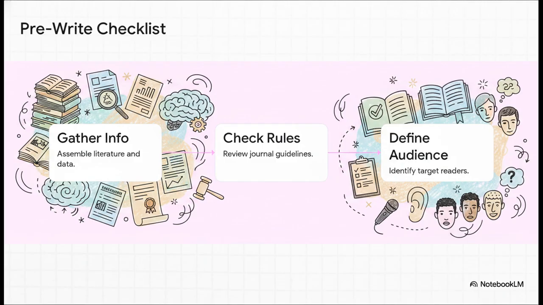Number 1, assemble your updated literature review and all your data in one spot. Number 2, go check the specific author guidelines for your target journal. And number 3, clearly pinpoint who is actually going to be reading this. Are you writing for hyper-specialists in your exact field or a broader healthcare audience? Answering that right now dictates your entire tone.